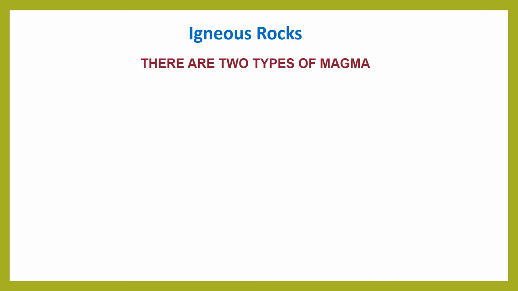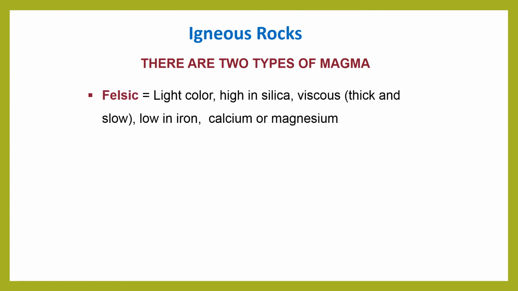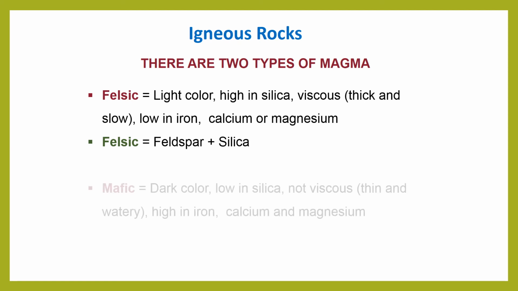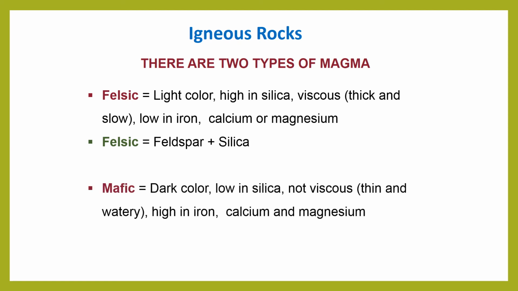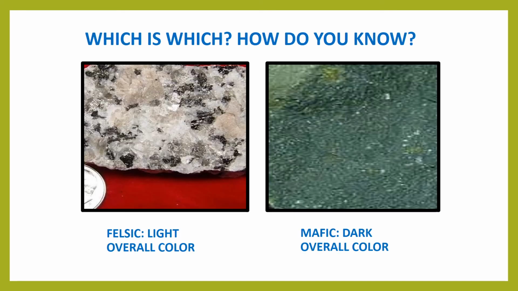There are two types of magma, felsic and mafic. Felsic has a light color, is high in silica, viscous, and so on. So felsic comes from feldspar plus silica. Then mafic: dark color, low in silica, and higher in iron. So it's from magnesium and iron, Mag-Fe. That's why it's mafic. Okay, light color gives you an indication of felsic rock, and dark color gives you an indication of mafic.